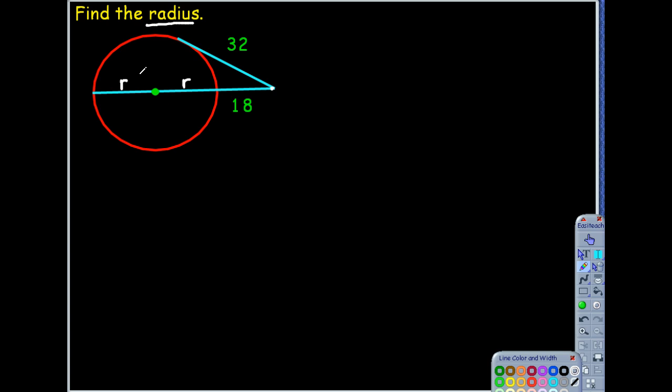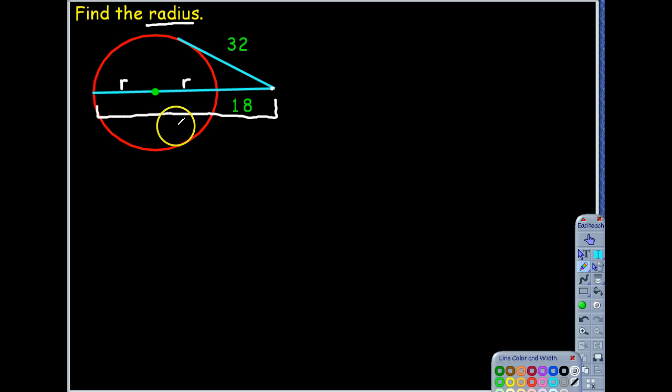All right. Now, going back, we have a tangent segment and a secant segment. So how are we going to set this up? Well, we know the relationship with the whole secant segment and its external part. Now, the whole secant segment is actually made up of the R, another R, and an 18.